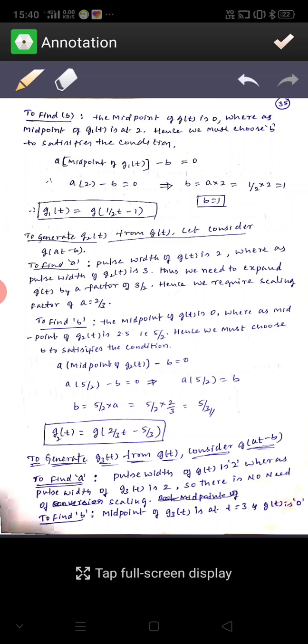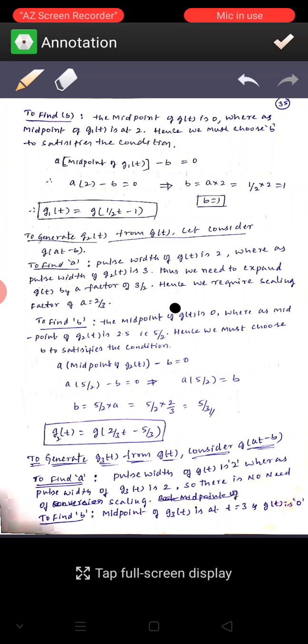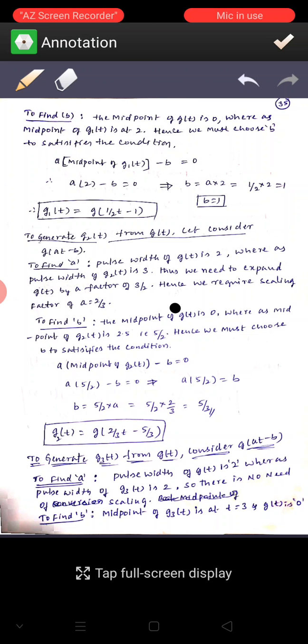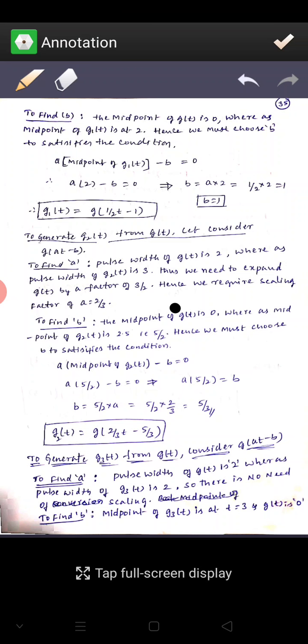To find a, the pulse width of g of t is 2, whereas the pulse width of g2 of t is 3. Thus we need to expand g of t by a factor of 3 by 2. That means the expansion is 1.5 times, which we can express as 3 by 2.